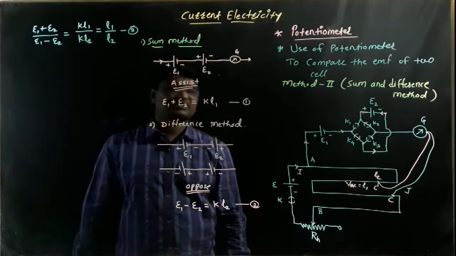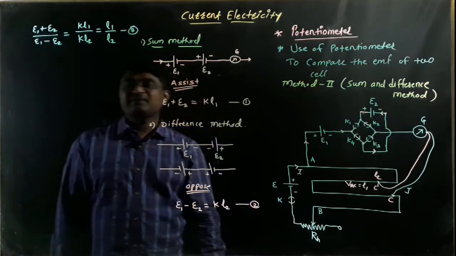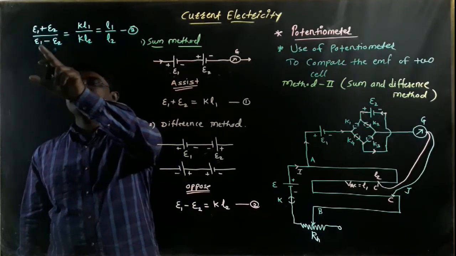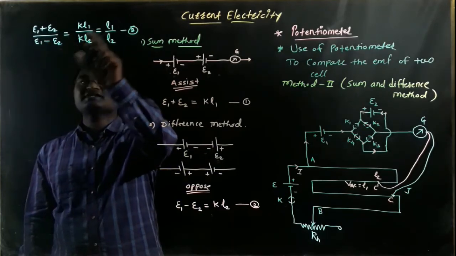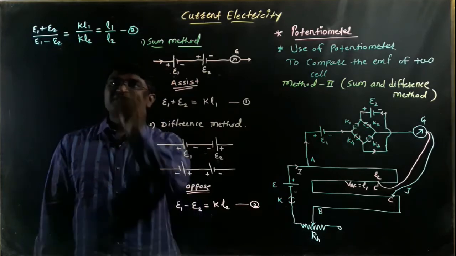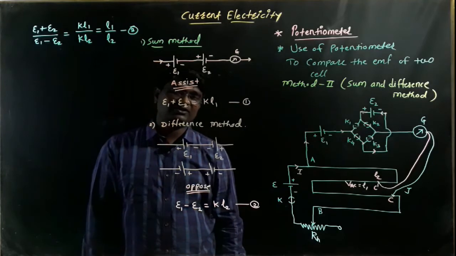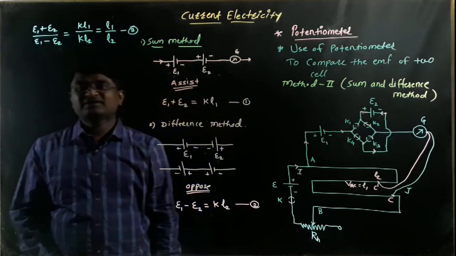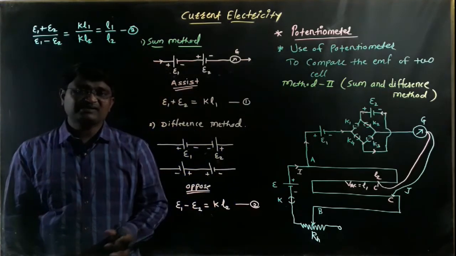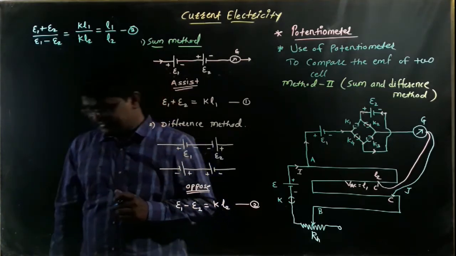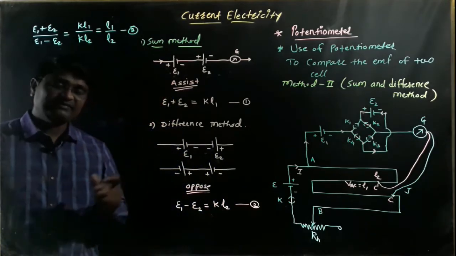So let's compare the EMF of two cells: epsilon 1 plus epsilon 2 divided by epsilon 1 minus epsilon 2 is equal to L1 upon L2. This equation will be rewritten by using the componendo and dividendo method. So what is the componendo and dividendo method? We already discussed these methods in 9th standard. So let's see by using componendo and dividendo.